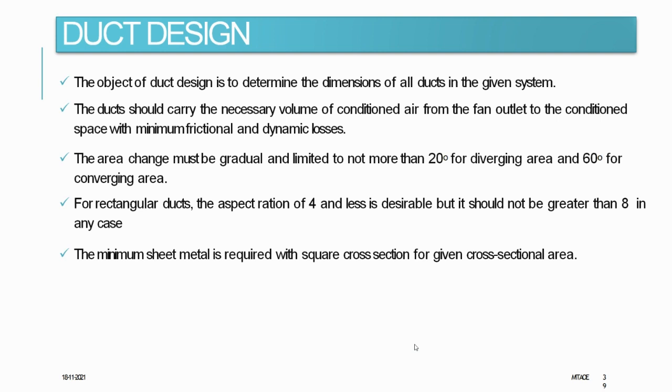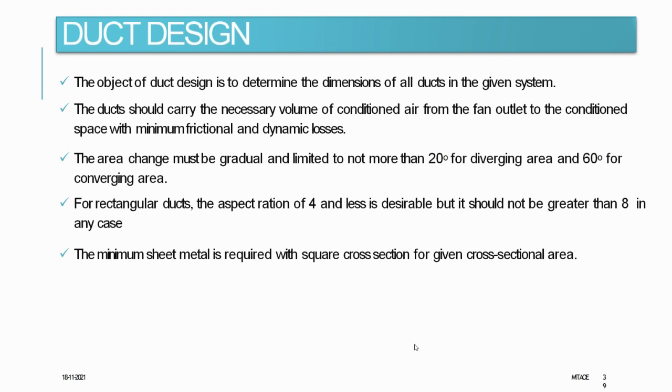Then the area change must be gradual and limited to not more than 20 degrees for diverging and 60 degrees for the converging area. So when the area of the duct changes, it should be between 20 and 60 degrees and should not cross that limit.